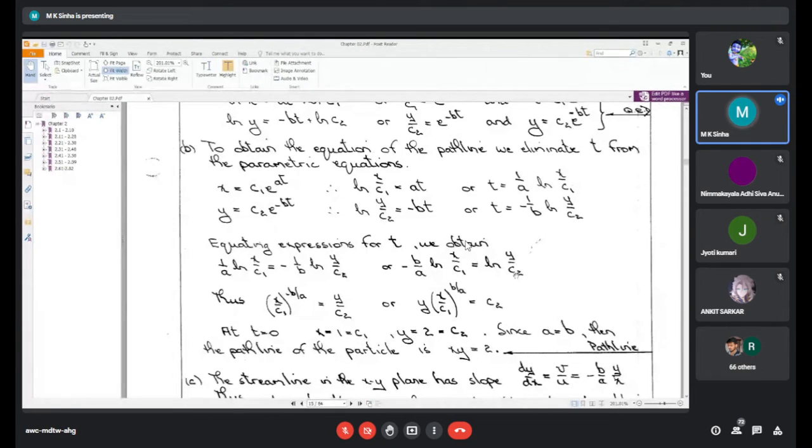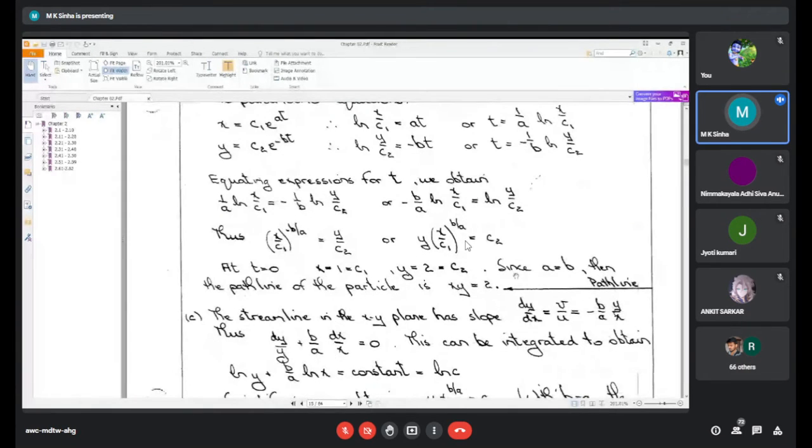And it is mentioned that at t equal to 0 the path line passes through x equal to 1 and y equal to 2. So a equal to b and c1 equal to 1, c2 equal to 2. Let us suppose we can take 2, 2, then c1 is 2 and c2 is also 2. Then there may be a change in the relation in a and b. So this will give you the particle's path line xy.